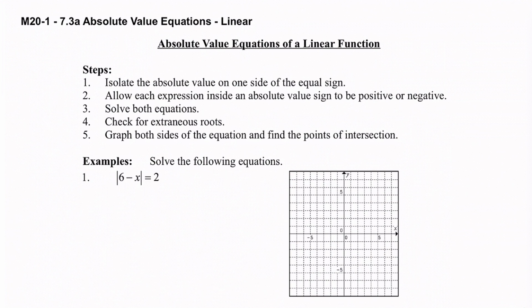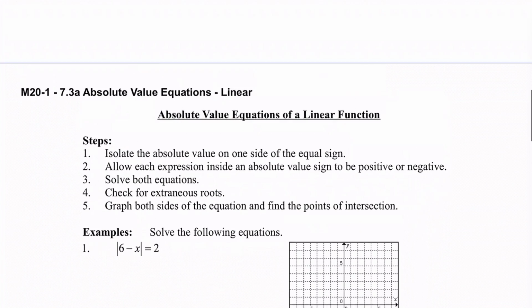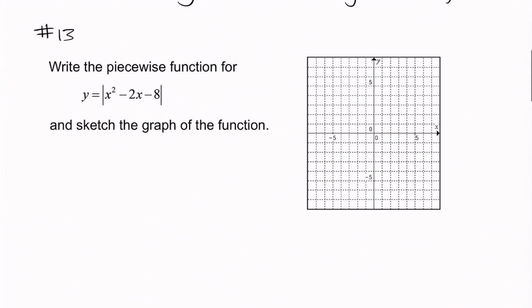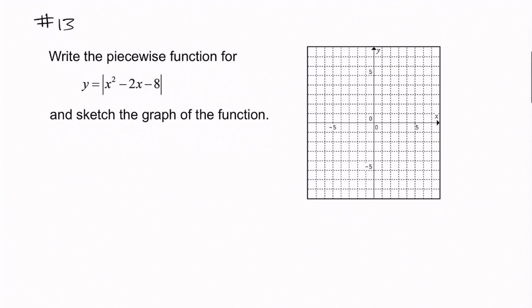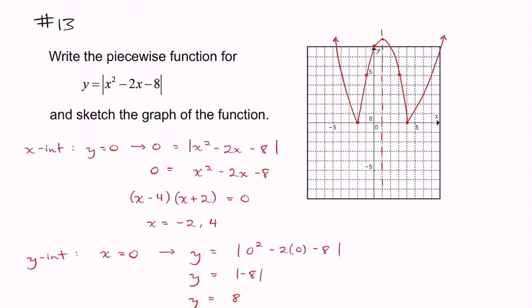Before we begin this lesson, I'm just going to quickly go over a question from last day. This was actually number 13 from our textbook. It said, write the piecewise function for y equals the absolute value of x squared minus 2x minus 8. This is quadratic, we can tell because it has x squared. Then it said we wanted to sketch the graph of this function. I'm going to first show all my work, and then walk through and explain it. So there's all the work for this one.